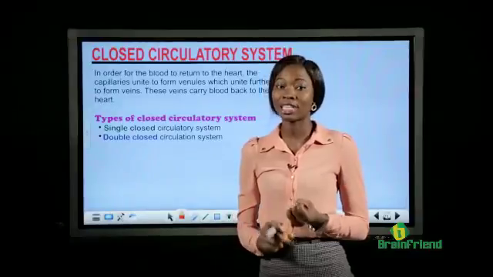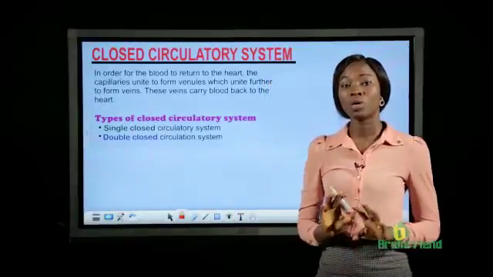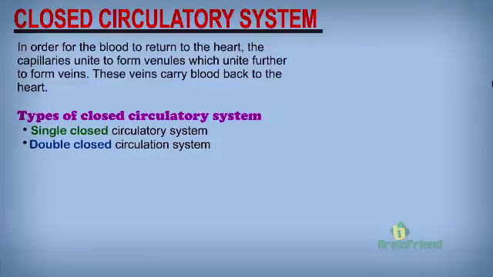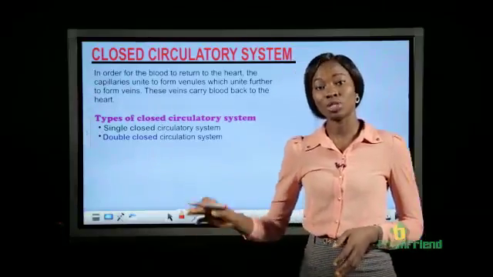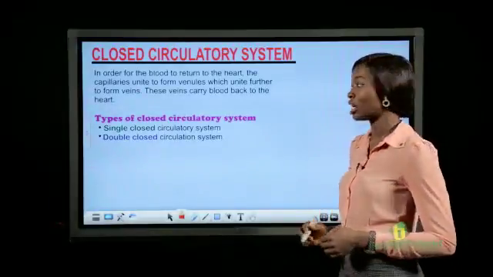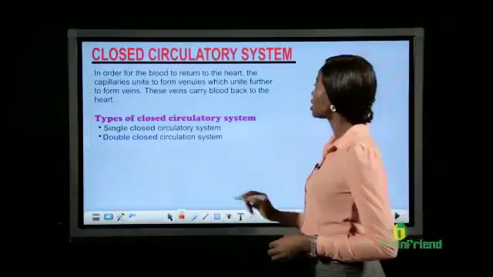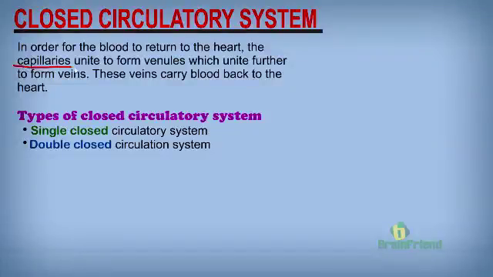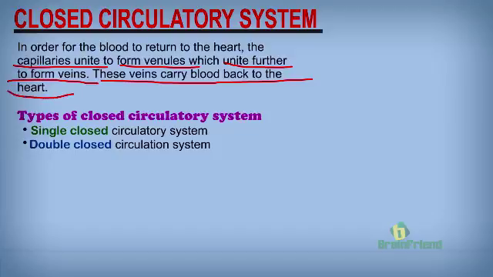Blood does not flow into empty cavities. Blood does not flow into hemocoel. At the end of each circulation, blood also returns to the heart. That is, de-oxygenated blood that has been used by the tissues and organs returns to the heart. And in order for blood to return to the heart, the capillaries unite to form venules. Remember, we said venules are smaller veins. The venules unite further to form veins. And we mentioned that veins carry de-oxygenated blood from the tissues and organs back to the heart.